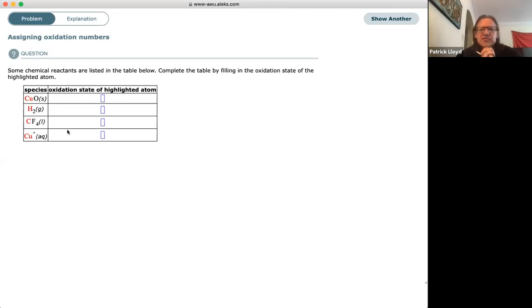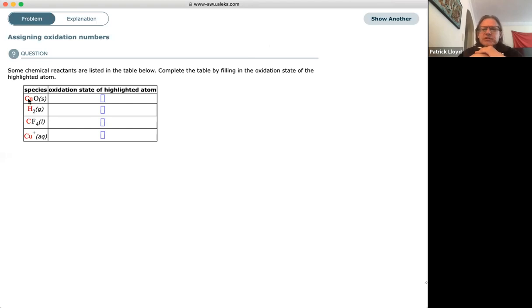So here's a typical problem. Assigning oxidation numbers. That's our first step. Some chemical reactants are listed in the table below. Okay, so these are reactants. Complete the table by filling in the oxidation state. So they use the word state instead of number, that's fine, of the highlighted atom. So in the highlighted, they mean in red, okay? So the first one is copper oxide. That's actually the compound that we used in the laboratory recently this week. So copper oxide, and we just want to know what the oxidation number or the oxidation state of the copper is, okay?